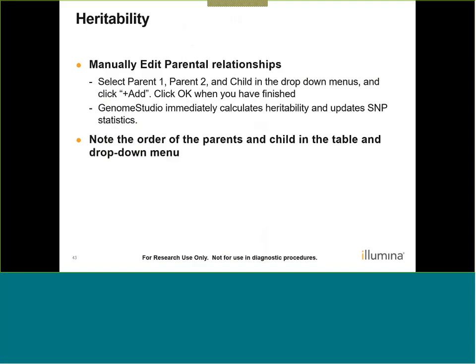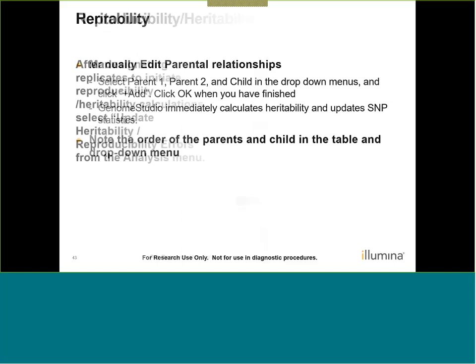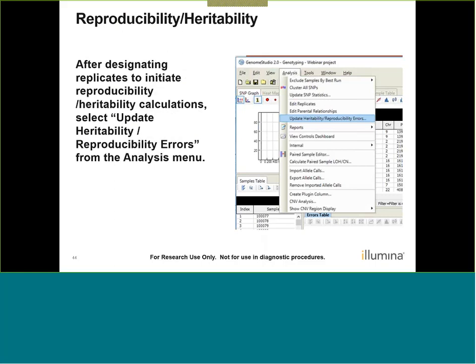Similarly, for heritability, you can manually edit parent relationships. You can select parent 1, parent 2, and child in the drop-down menus and click on Add, and click on OK when you finish. And GenomeStudio will start to calculate the heritability and update the SNP statistics. Note that the order of the parents and the child in the table is important, because you may make assumptions of what comes first, but you have to pay attention to which column is which.